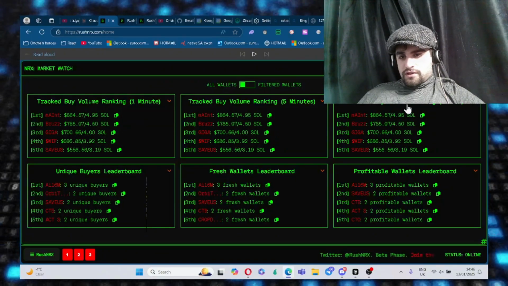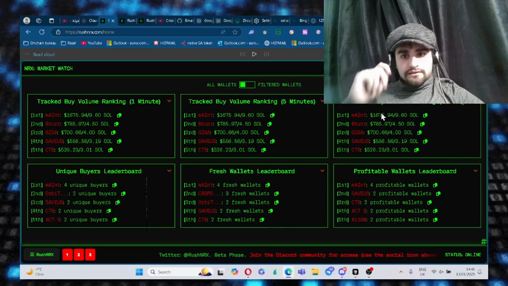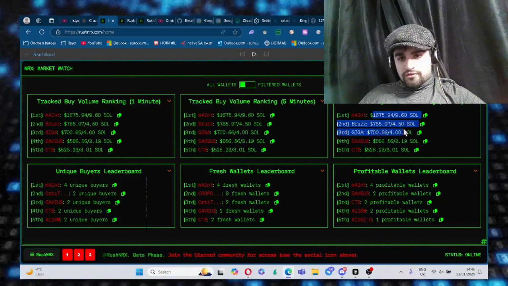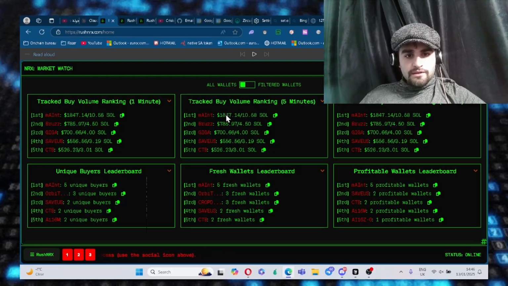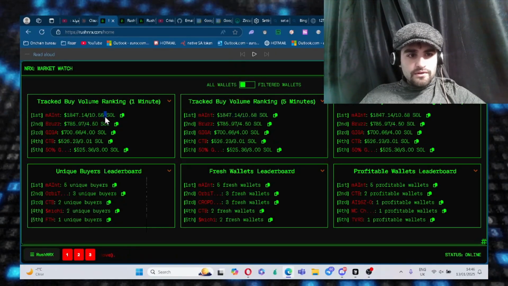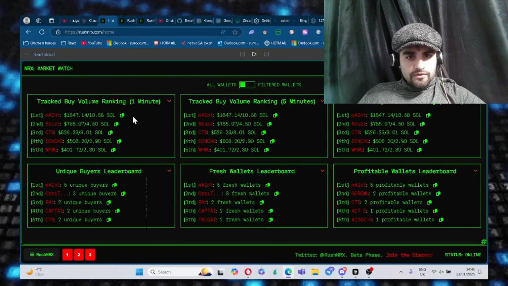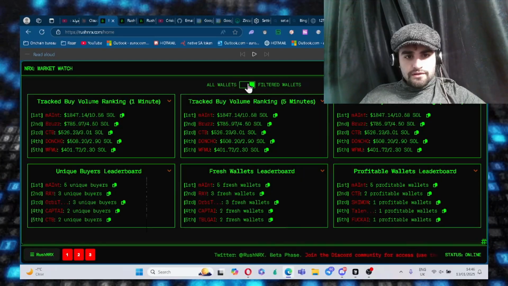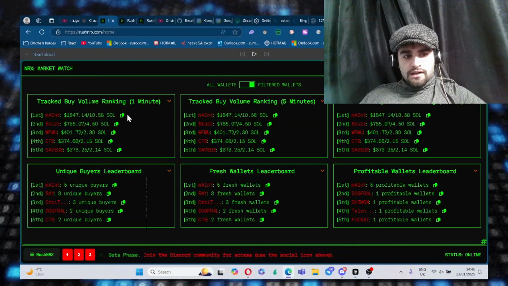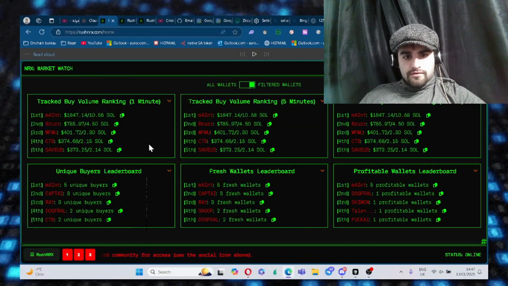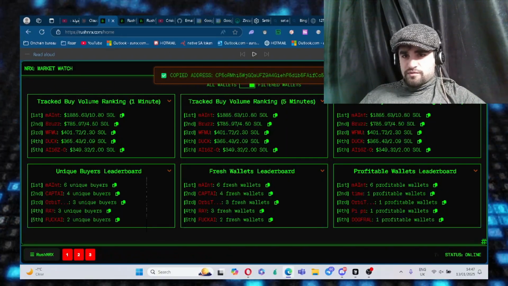Track by volume ranking. Again, volume is not a good metric to track because most of them are rug pulls. And by volume ranking, track by volume ranking, 5 minutes. And again, the volume ranking might be filtered wallets. Let's go for, I don't know, this one. The first one will always be a scam.